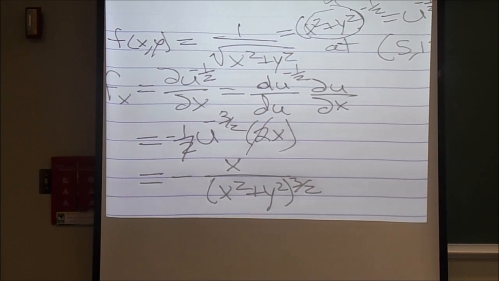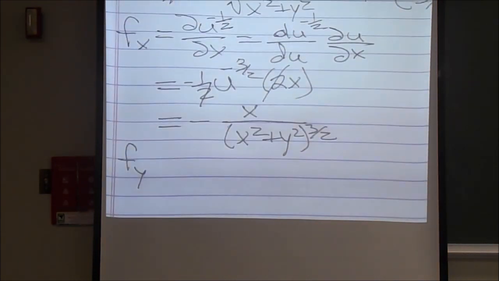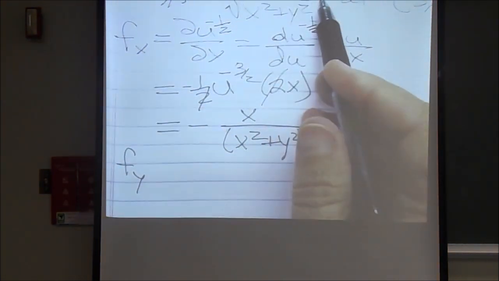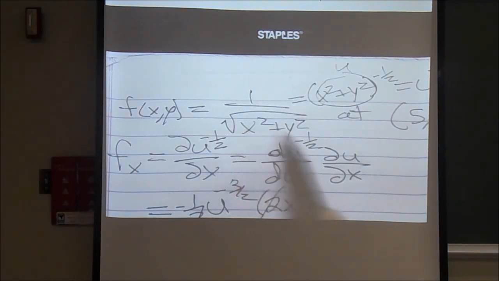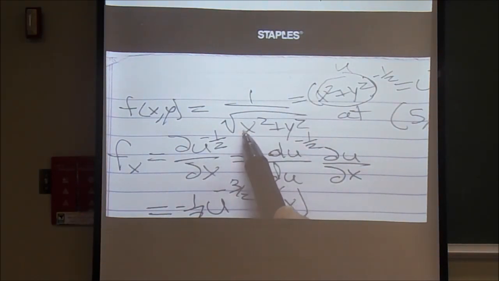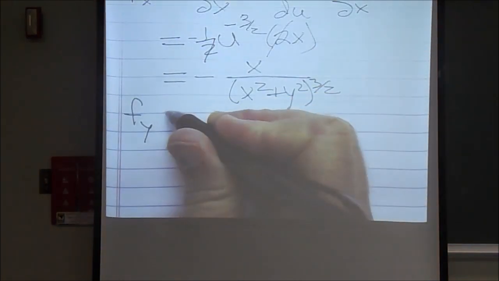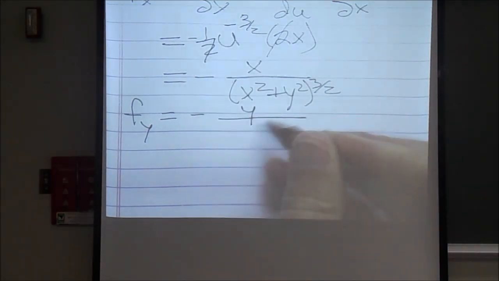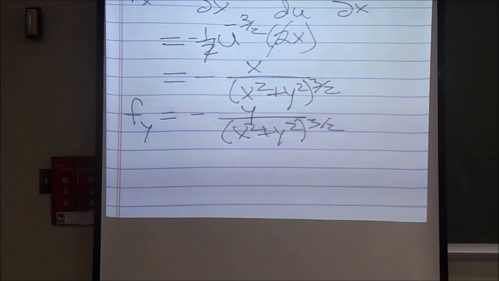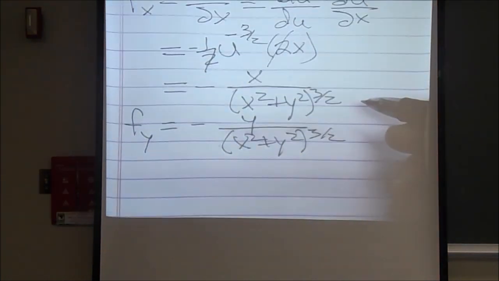I have an equally difficult problem to take the partial of f with respect to y. Fortunately for me, this function that I'm given, 1 over the square root of x squared plus y squared, is completely symmetric in x and y, right? So if I interchange x and y, I get the same function. That means that the partial with respect to y is completely symmetric also. It must be minus y over (x squared plus y squared) to the 3/2. Because I just interchange x and y to get the partial derivative with respect to y, since the original function had that symmetry.